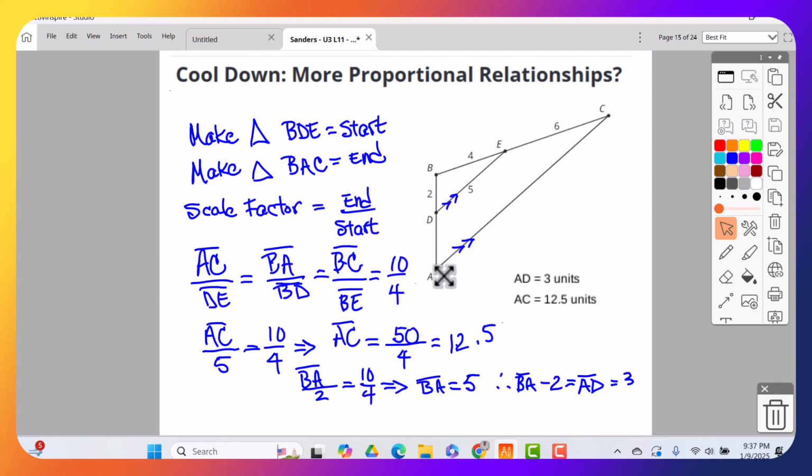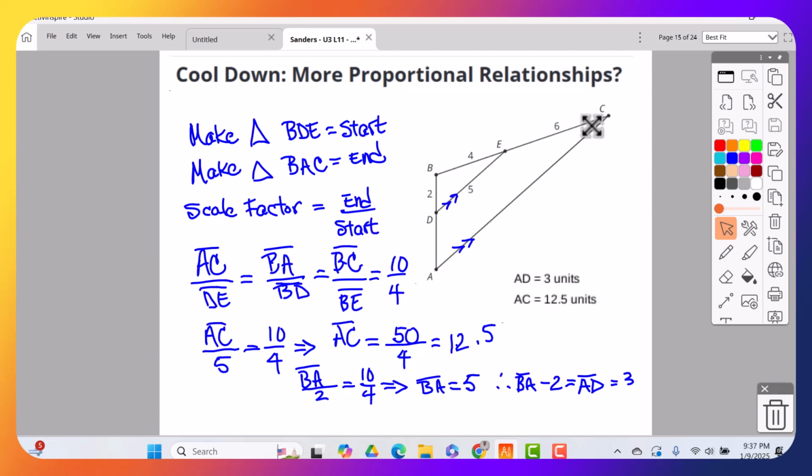BA, I went back to my end triangle. So I took the long length. BA is to BD, the short length. And here we have a number. We have a 2. We have this 5 over here. So let's take a look. We finally say that BC, where we have 2 numbers, is to BE right there.